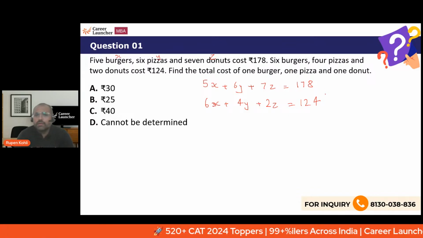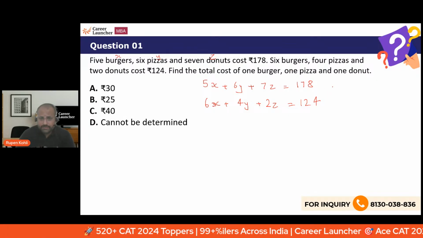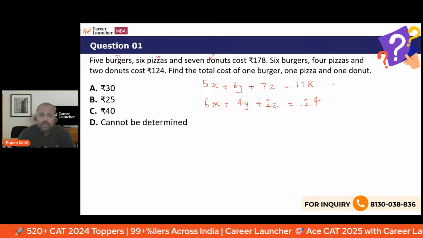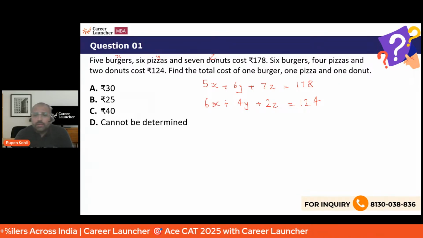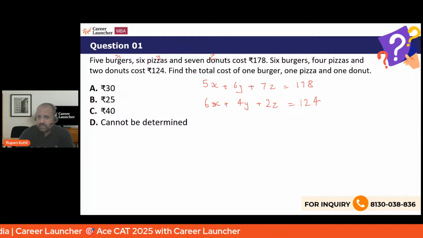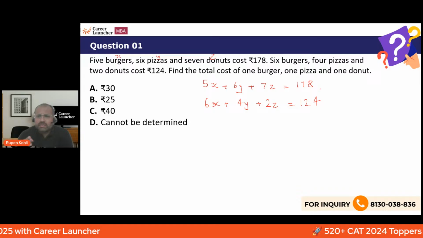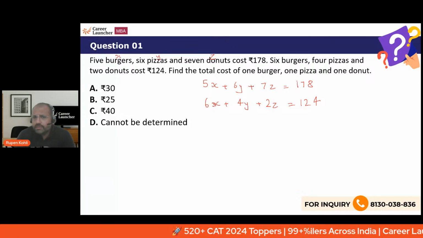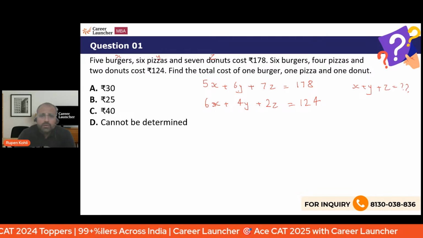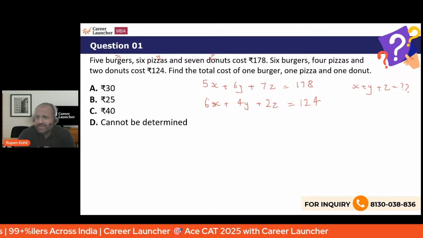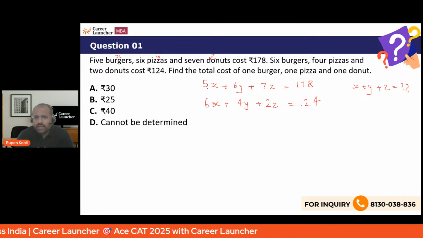Now we are trying to find the value of x plus y plus z over here, right? So try to do some kind of combination of the given equations to find this. Maybe multiplying the given equations with some constants and adding or subtracting the equations might help us reach the desired result. Basically, we want the value of x plus y plus z, right?